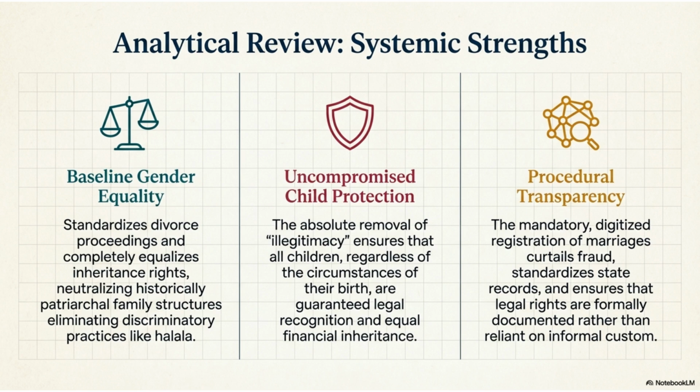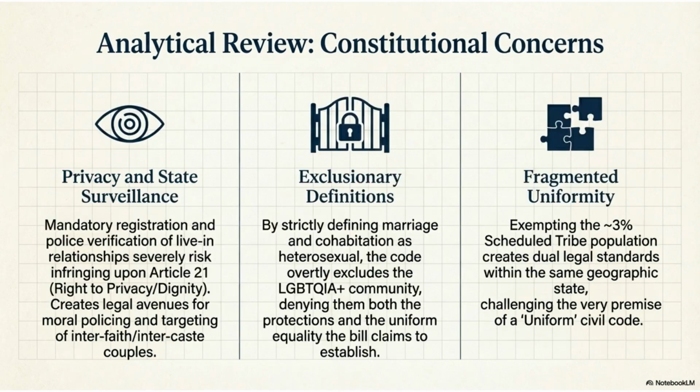The systemic strengths of the UCC include establishing baseline gender equality by equalizing inheritance and divorce rights. It guarantees uncompromised child protection by removing the concept of, quote, illegitimacy, and ensures procedural transparency through mandatory digital registration.